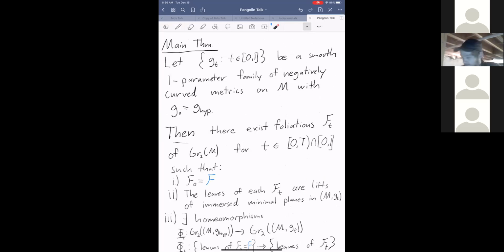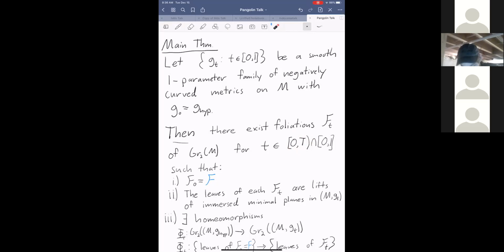The setup is that we're looking at a smooth one-parameter family of negatively curved metrics on M that starts at the hyperbolic metric. Then what the theorem says is that we can match this one-parameter family of negatively curved metrics by a one-parameter family of foliations, which we'll call F sub t, of the Grassmann bundle of tangent two-planes, for all t contained in a maximal time interval from 0 to big T. So big T is the maximum time we're able to do this.